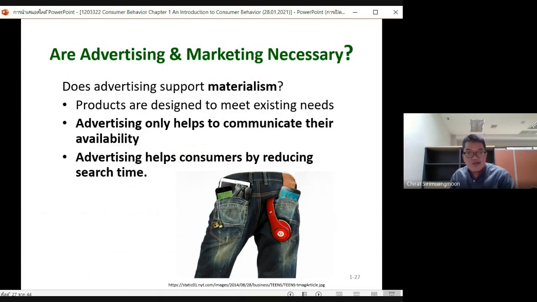So in conclusion for this question, are advertising and marketing needed? I said advertising and marketing is needed because it can help you to communicate that the product is available, and you know where you're going to buy it.